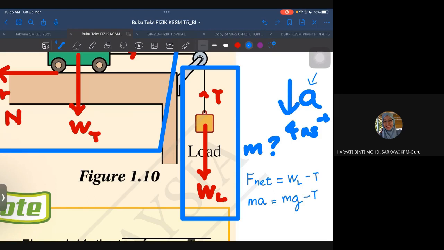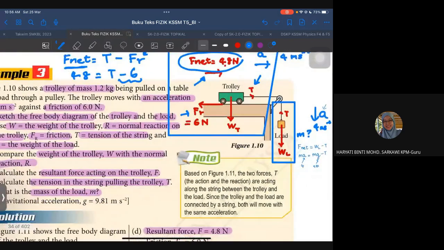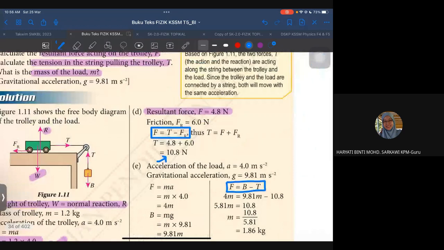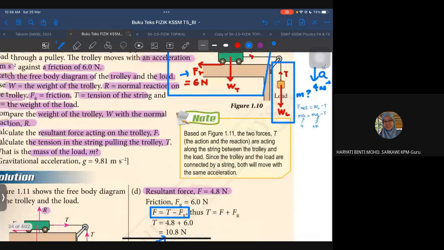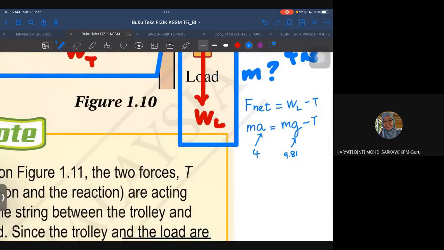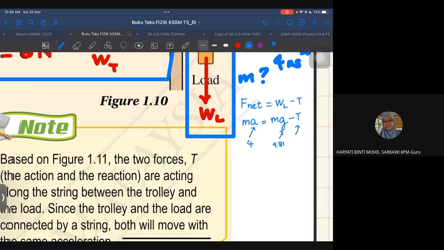What do you need to determine? You need to determine M. So you already have your A. A is 4, G is 9.81. And then T from the previous, just now, what is the value of T? This is T. Okay, so try to add in the values and see what your M is.